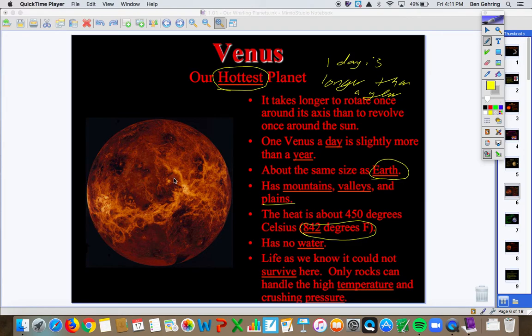And it contains a lot of sulfur as well. So when it rains, it actually rains sulfuric acid. And there's no water because it's 842 degrees Fahrenheit. And life as we know it can't survive here because we can't live in this. That's way too much for us. Only rocks can handle that temperature and pressure.